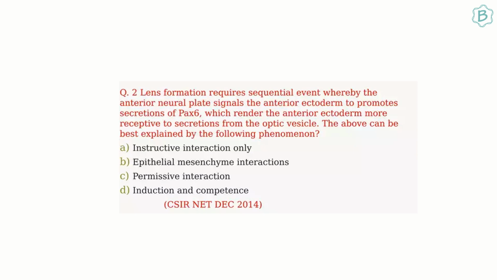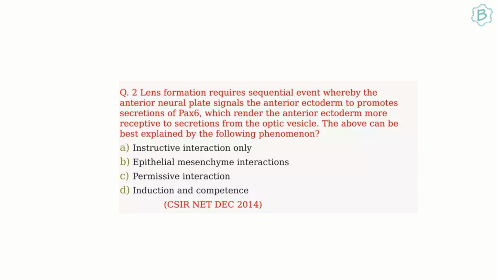There is also an inductive signal, which means there is an inducer and there is a responder responding to it. And the property of that responder is what? Competence. So as far as the answer to this question is concerned, option D will be correct. So what is it saying? Induction and competence.